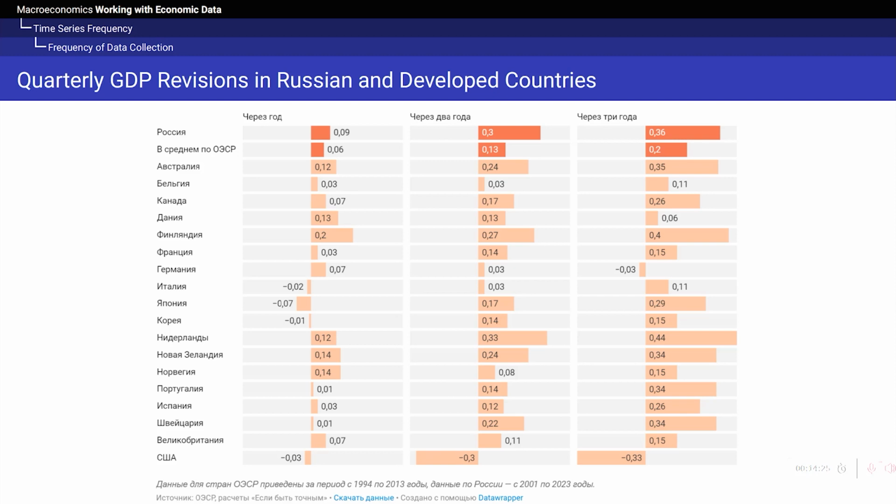Here you can actually see how quarterly GDP is revised in different countries. In most cases, except for the US and Germany, initial estimates tend to be conservative, meaning that as the time passes, they are revised upwards. Data analysis shows that 3 years after the initial publication, GDP growth is revised by 0.36 percentage points in Russia and by 0.2 percentage points in OECD countries.